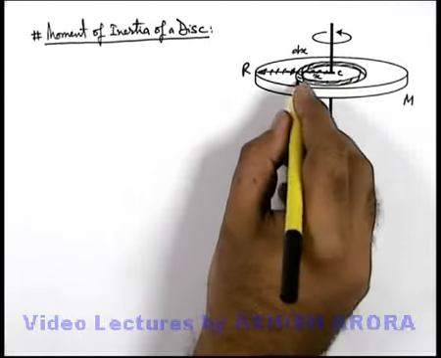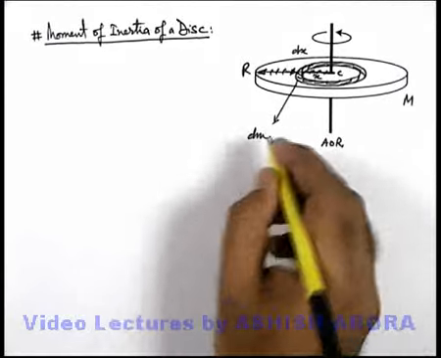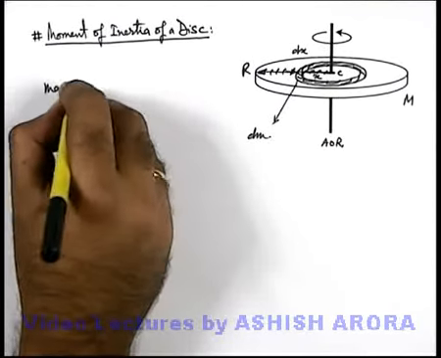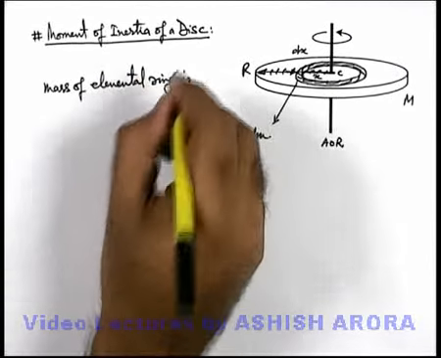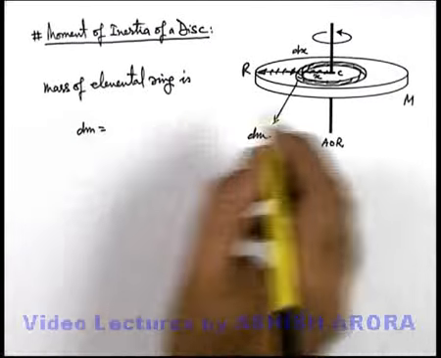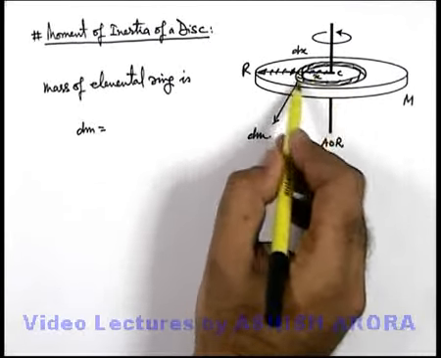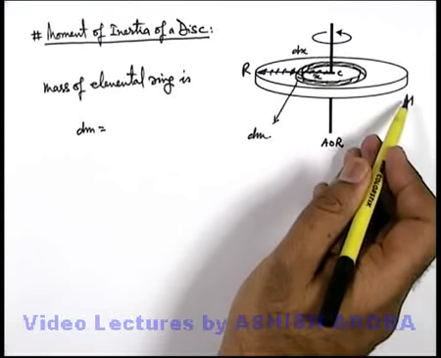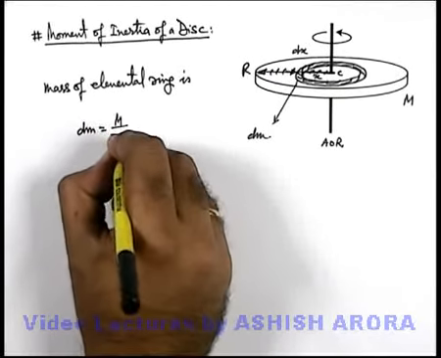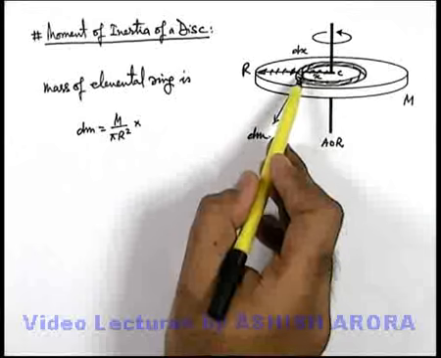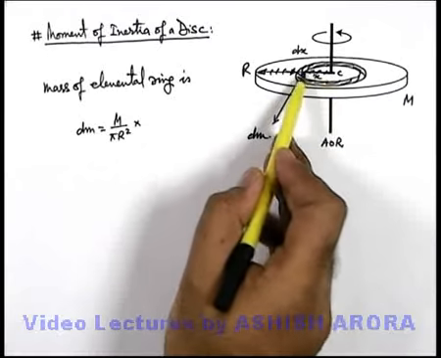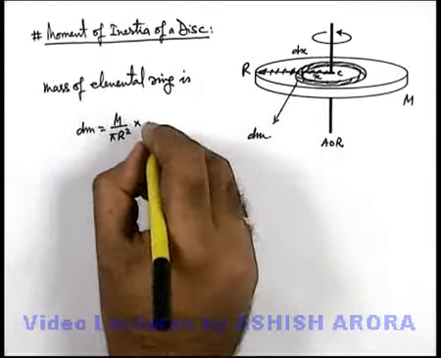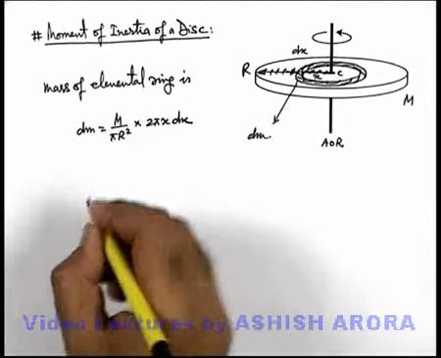For this element, if its mass is dm, we can write the mass of the elemental ring as mass per unit area multiplied by the area occupied by this ring. The total mass of the disk is m and its radius is r. Here we can say its mass per unit area is m by pi r square. We multiply it with the area occupied by the ring, which can be given as its length into the width, that can be written as 2 pi x dx.